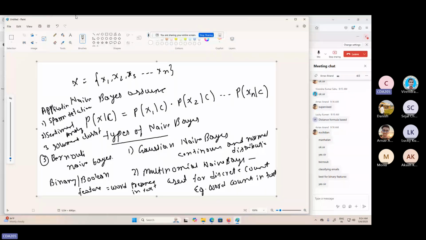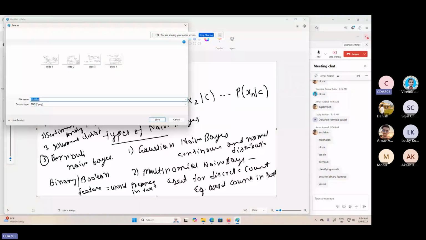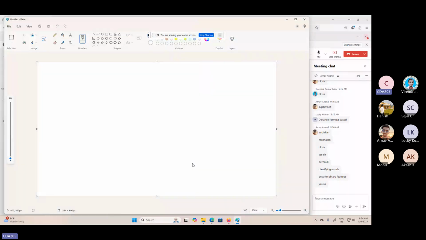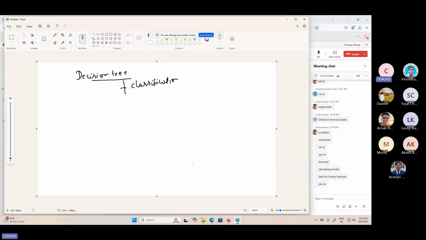Now the next part is the decision tree. So we are coming to the decision tree part. It is used for classification also, and it is used for the regression task also. So it is used for both classification as well as regression.